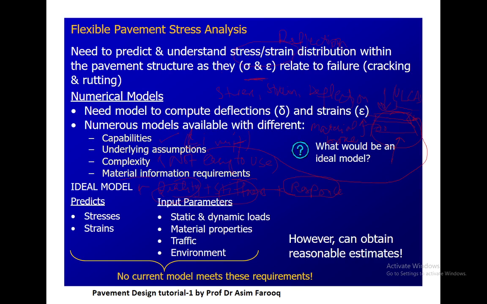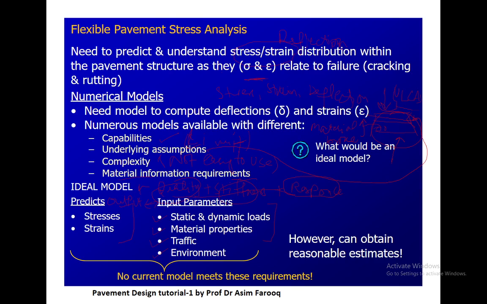But if we talk about the ideal model through which we can determine the stresses and strain, we usually provide two types of input parameters. Number one is static loading and another one is dynamic loading. The second important input needed for all those models to determine stress, strain and deflection is also the material properties, traffic counts, traffic information, as well as the environmental and demographic level.